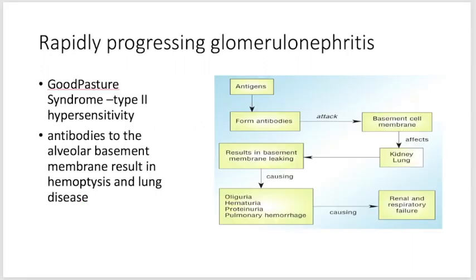Rapidly progressing glomerular nephritis, this could be related to Goodpasture syndrome, which is a type 2 hypersensitivity. And we get antibodies to the alveolar basement membrane, resulting in hemoptysis and lung disease. And here we get an antigen, form antibodies, attacks the basement cell membrane, kidney, and lung, resulting in basement membrane leaking, causing oliguria, hematuria, some proteinuria, pulmonary hemorrhage, and then that will result in renal and respiratory failure.